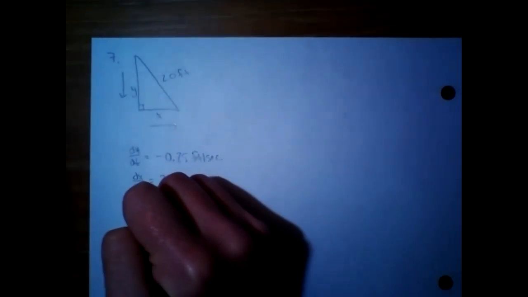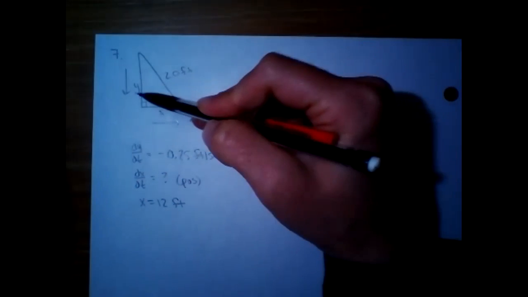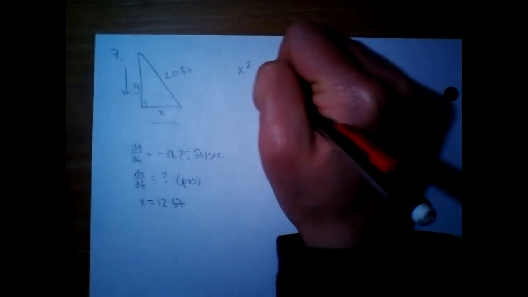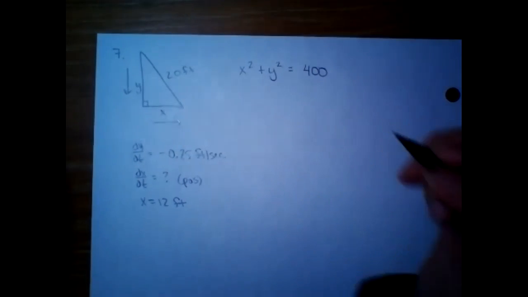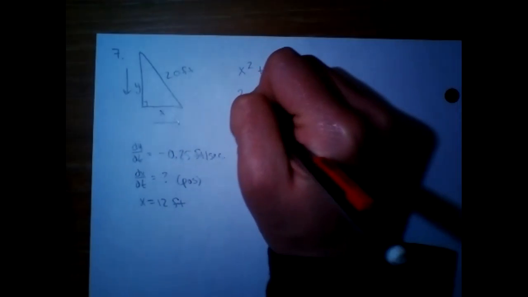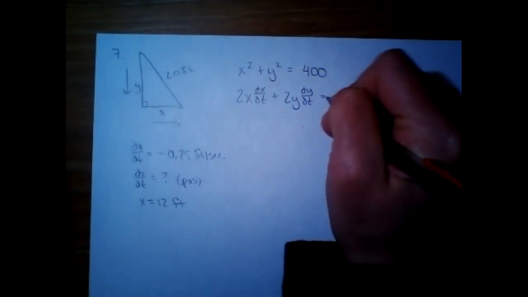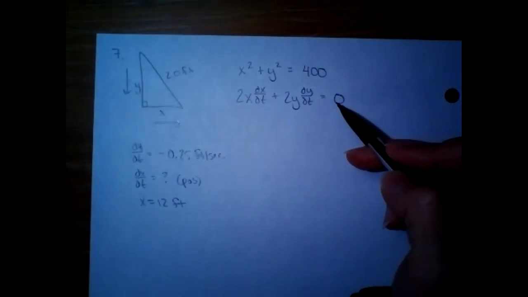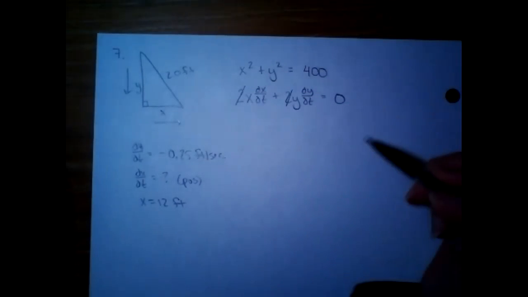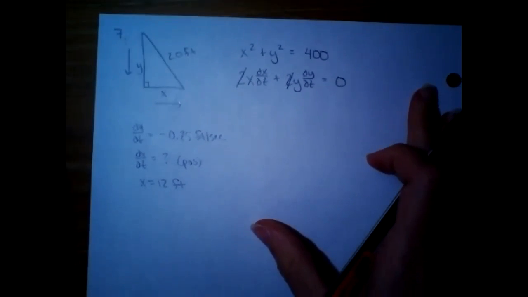And then we're going to pause at the moment when the foot of the ladder is 12 feet away. So that's when x is 12 feet. The relationship between the variables is going to be the Pythagorean theorem. So x squared plus y squared equals 20 squared, which is 400. And then the derivative is 2x dx/dt plus 2y dy/dt equals 0. Again, the ladder is not changing length, so that's going to be a 0 rate of change. And you can go through and divide everything by 2. 0 divided by 2 is still going to be 0, so it's just convenient to cancel the 2's out.